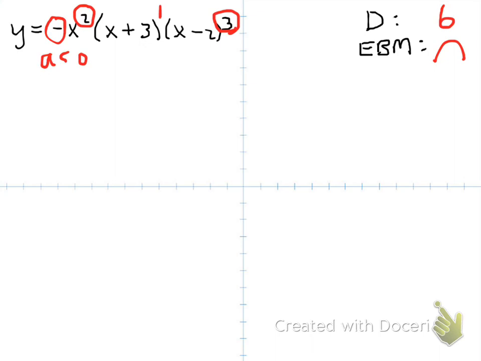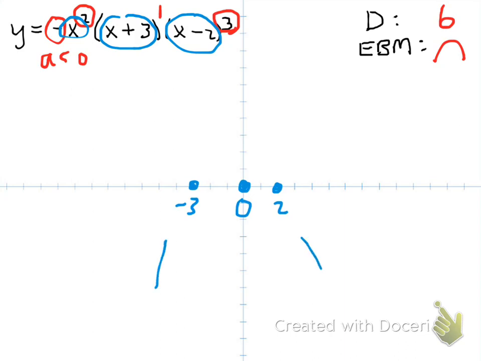We have a factor of x, so that means an x-intercept of 0 again. Factor of x plus 3 means an x-intercept of -3. And a factor of x minus 2 means an x-intercept of +2. And we're going to start low and end low.